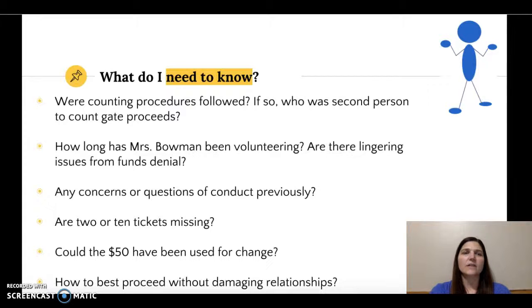Another question I have is, could the $50 have been used for change that night? If all the parents work in the same textile mill, it's pretty safe to assume payday would be the same for everyone, and other parents could have cashed their paychecks that night as well.